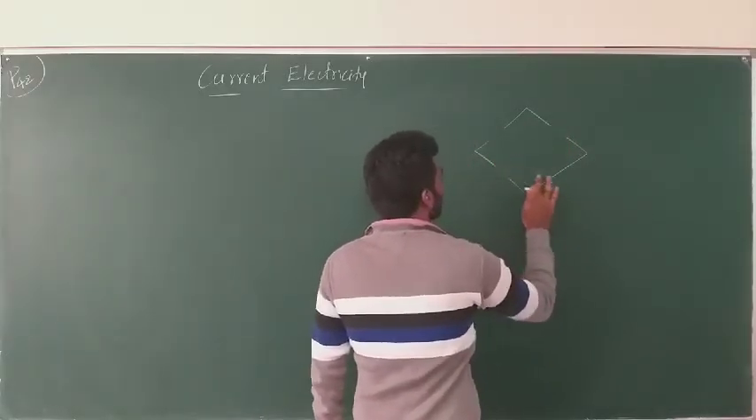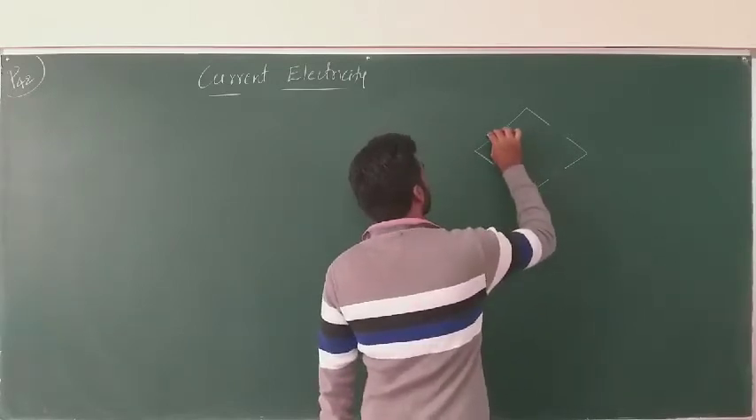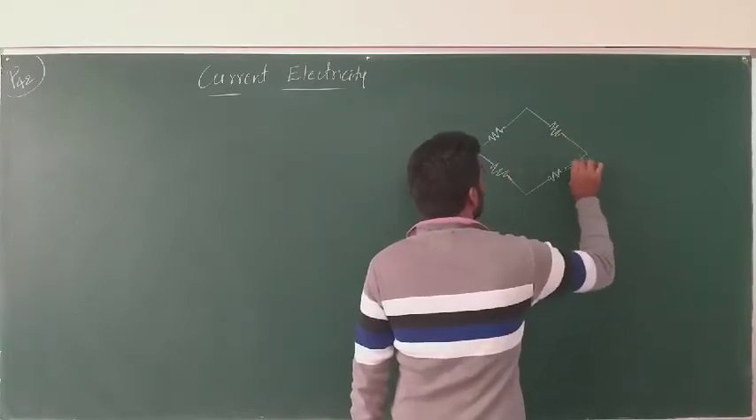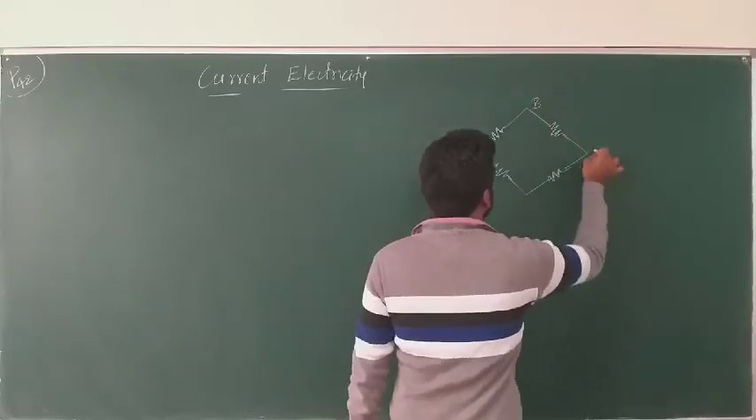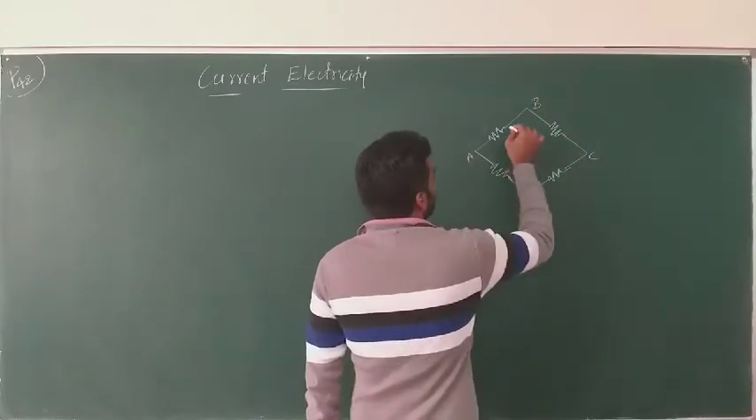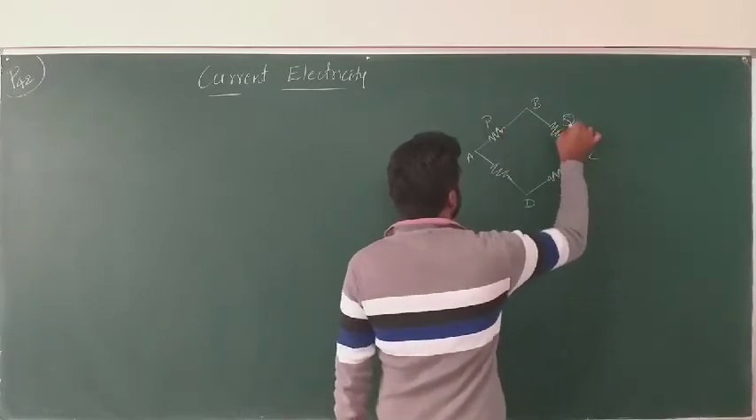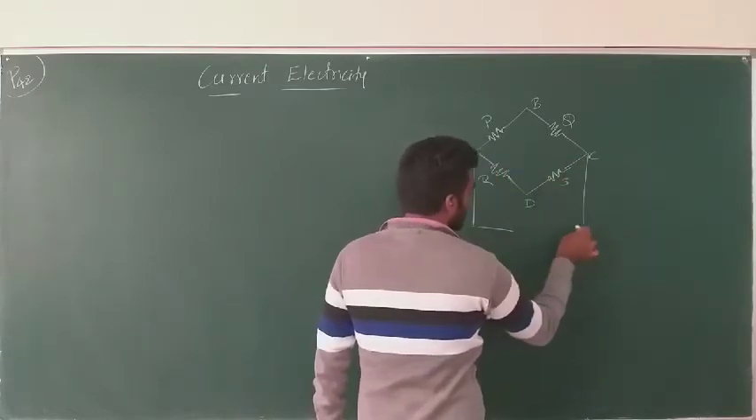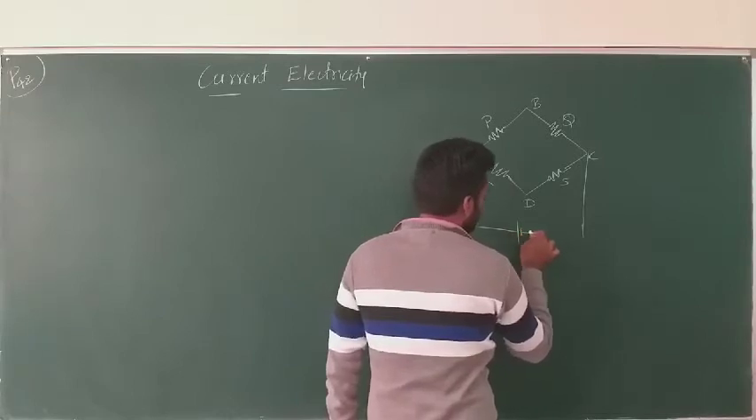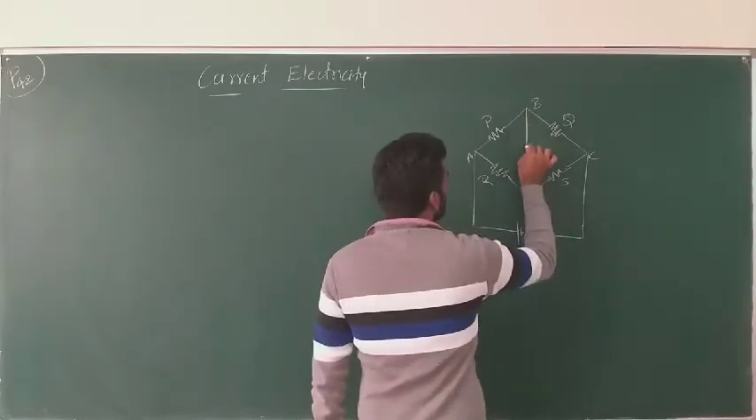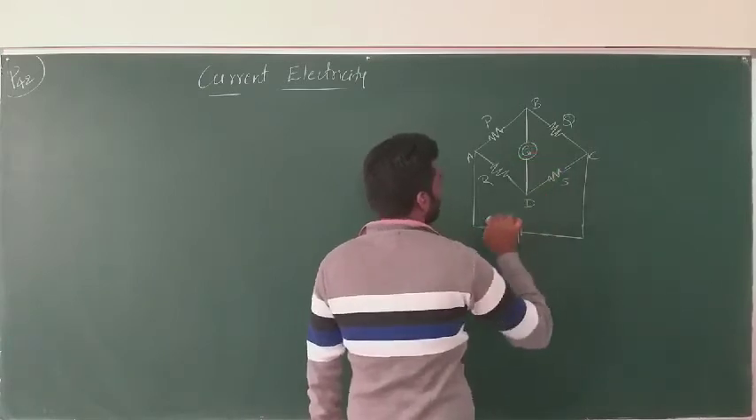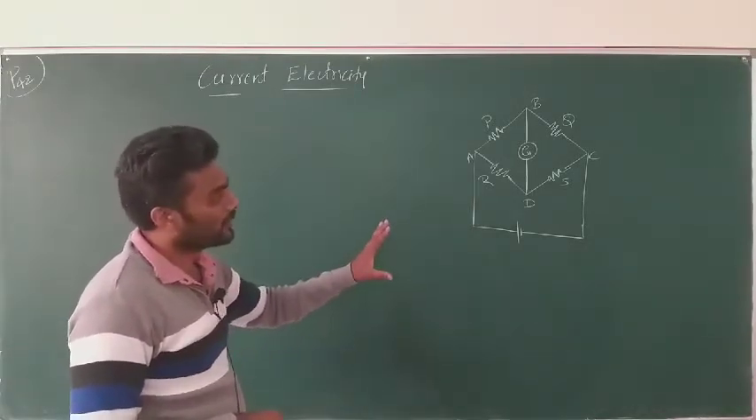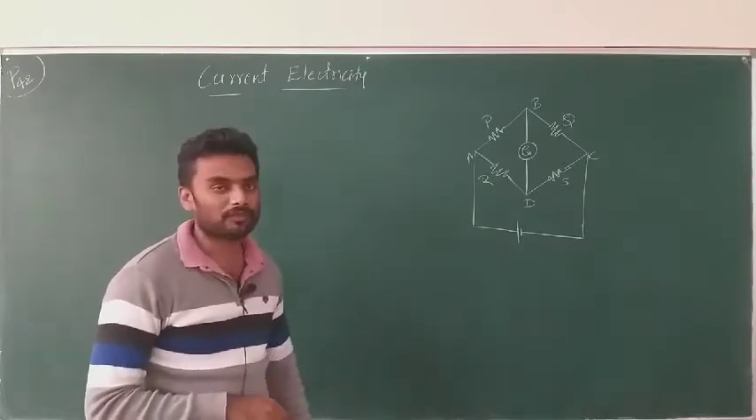You all know that it's a quadrilateral shaped network where you will have 4 resistors. These points are named as A, B, C and D, and these resistors are named as P, Q, R and S. Between the terminals A and C we will connect a cell or a battery, and between the terminals B and D we will connect a galvanometer, and that galvanometer will have its own resistance. This is the circuit diagram of Wheatstone's network, right?